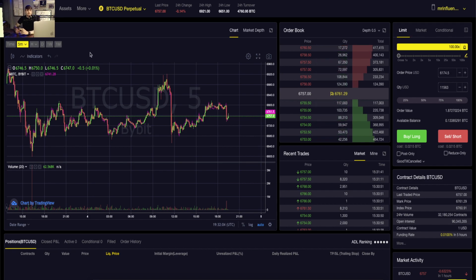All right, so obviously before you even start trading, you need some type of balance. So in order to deposit Bitcoin or the other cryptocurrencies that are available on Bybit, you have to go on this right side corner right here after you create an account.